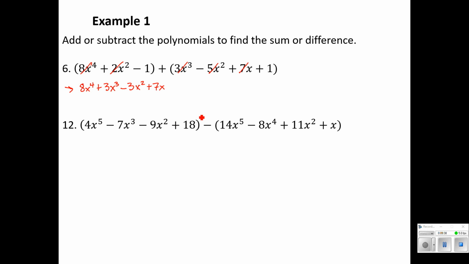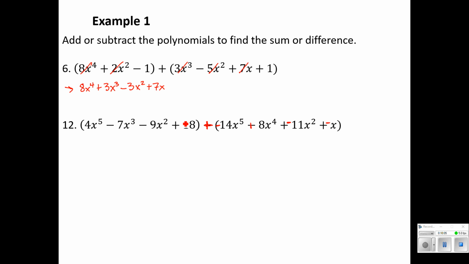All right, for number 12, here we're taking a difference. Okay, so these two expressions are undergoing subtraction. So what I like to do personally is I like to distribute the negative. So if I distribute this negative sign, I get negative 14x to the 5th, positive 8x to the 4th, negative 11x squared, negative x, and then since it's been distributed, we can call that a positive sign. It just makes combining like terms much easier.